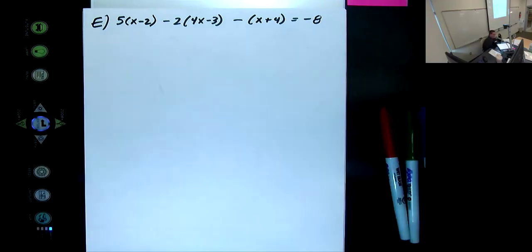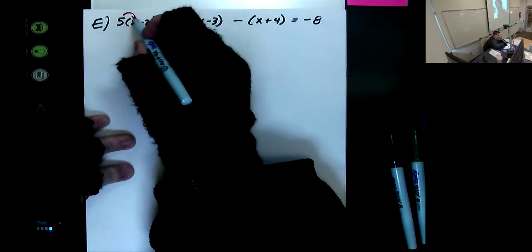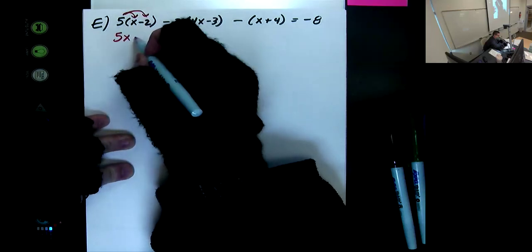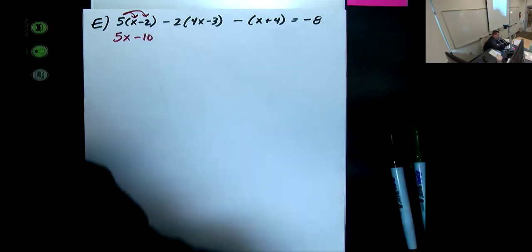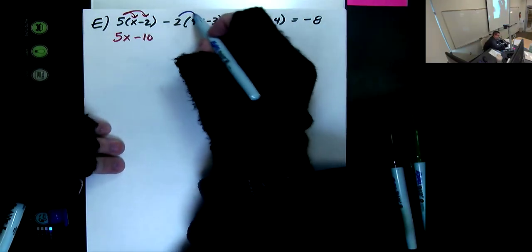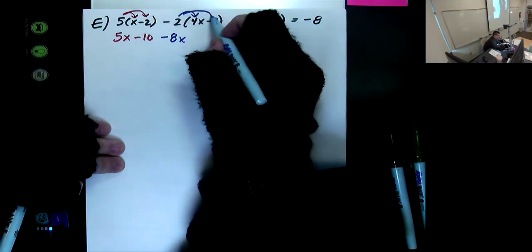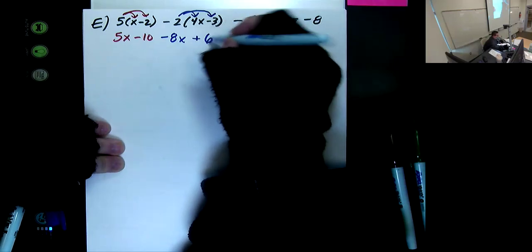All right. Let's start. Most people either are finished or are at a stall point. What we're going to do is go through and distribute for each parentheses. So we've got 5 times x is 5x. 5 times negative 2 is negative 10. Negative 2 times 4x is negative 8x. Negative 2 times negative 3 is positive 6. 2 negatives make a positive.